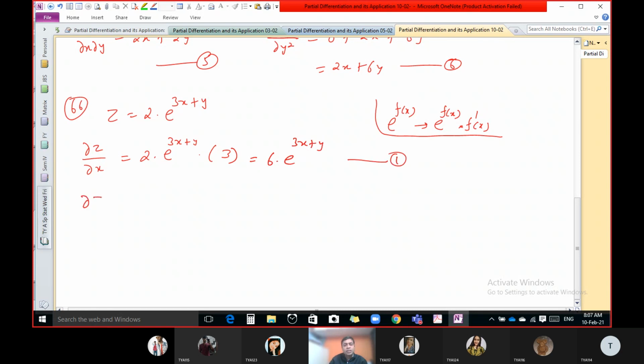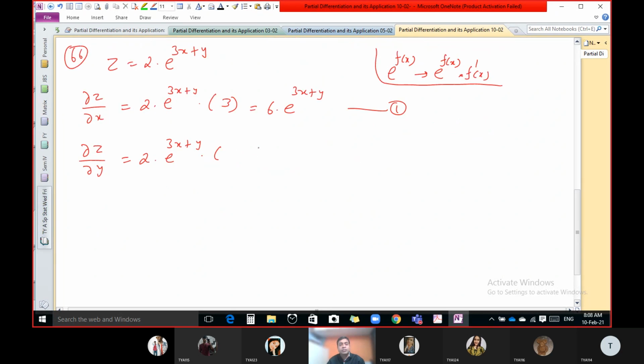Now differentiate z with respect to y. Use the same result. 2 is a constant, but it is in the form of multiplication, keep as it is. E raised to anything, put that as it is, into the derivative of the power of e with respect to y. Tell me the answer. 0 plus 1, that means 1 only. So our final answer is 2 into e raised to 3x plus y. So this is one simple situation if we know this result.